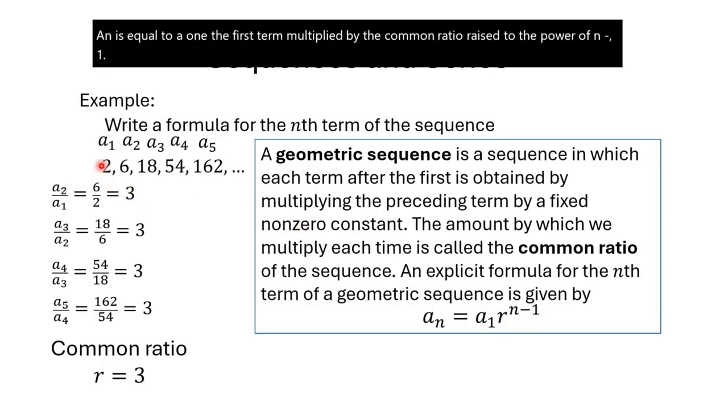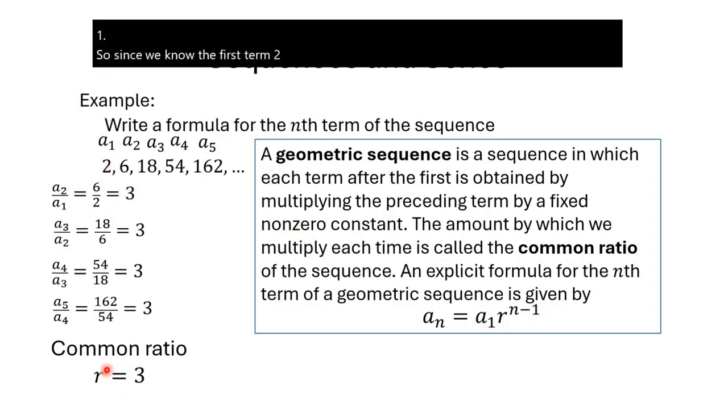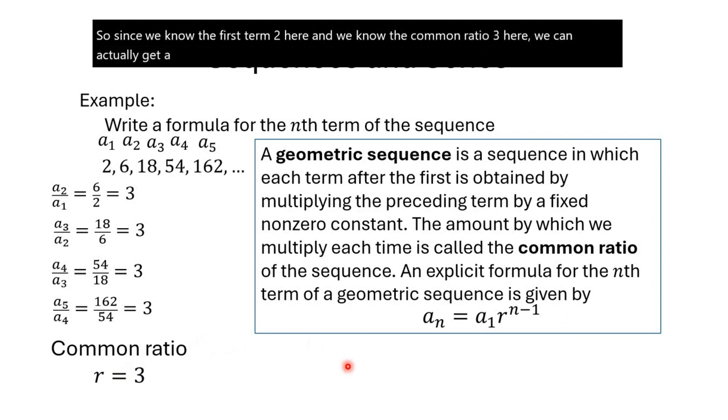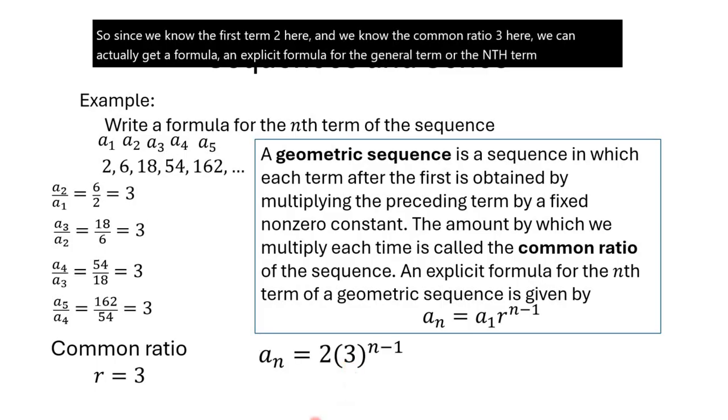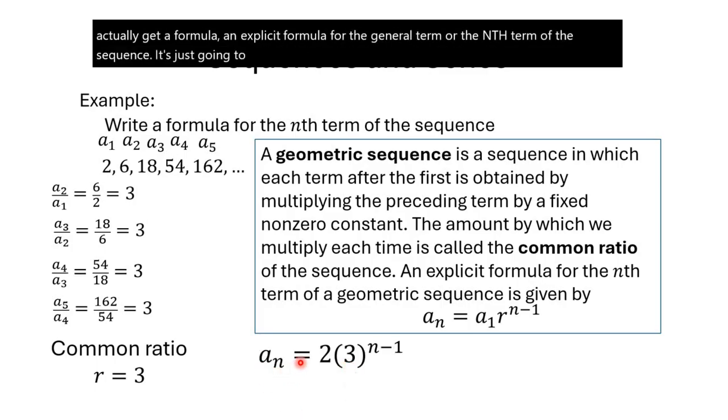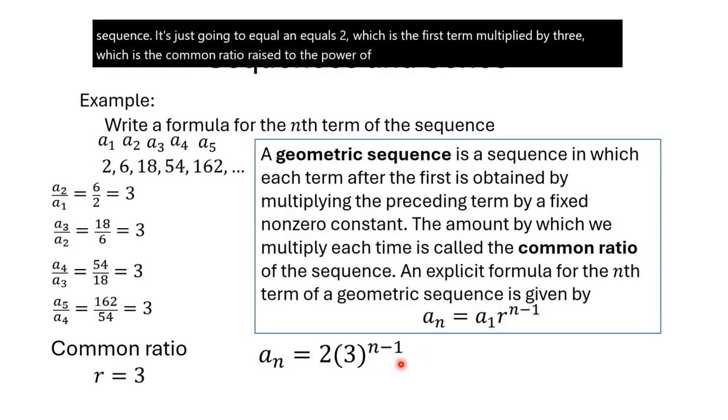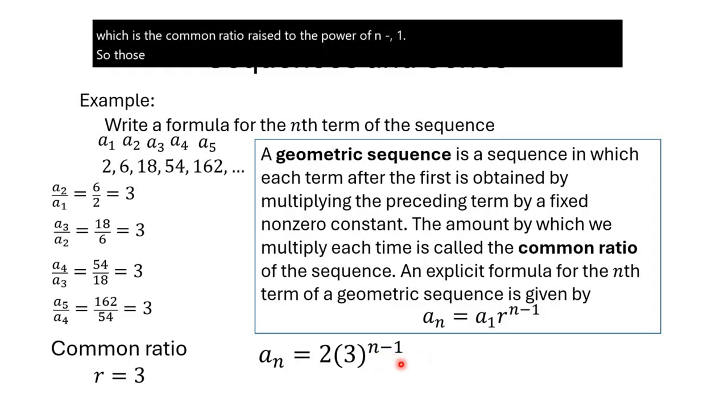So since we know the first term 2 here, and we know the common ratio 3 here, we can actually get an explicit formula for the general term or the nth term of the sequence. It's just going to equal an equals 2, which is the first term, multiplied by 3, which is the common ratio raised to the power of n minus 1. Those are two special kinds of sequences that we will be studying, arithmetic sequences and geometric sequences.